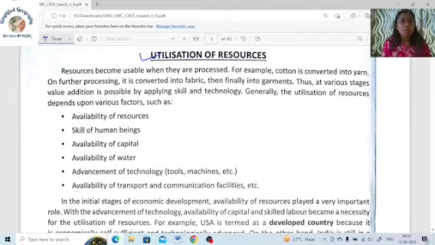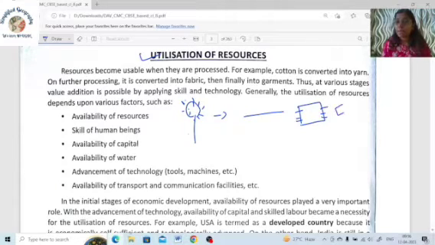utilization of resources. Now we know what a resource is. We have several examples of it. Now how to utilize them, and what are the different factors of utilization? For example, you have a cotton plant. And what will you do with that cotton plant? You will make yarn out of it. From that yarn, with further processing, you will get a fabric, and from that fabric, you will make a garment. This is how the products are made.